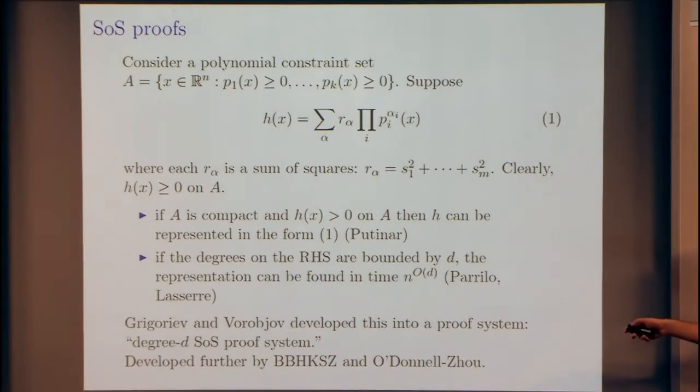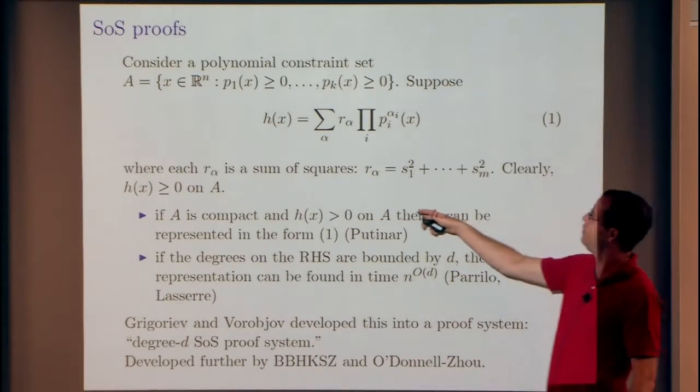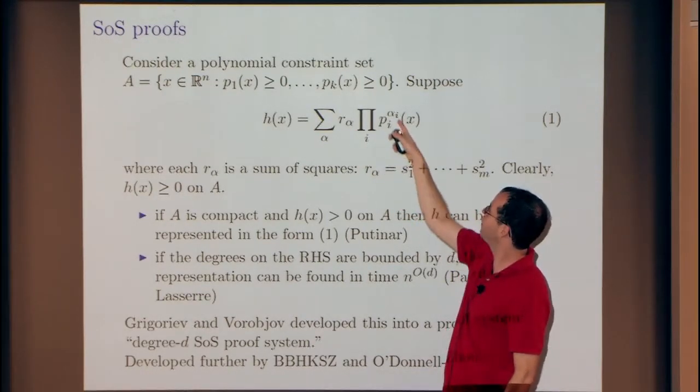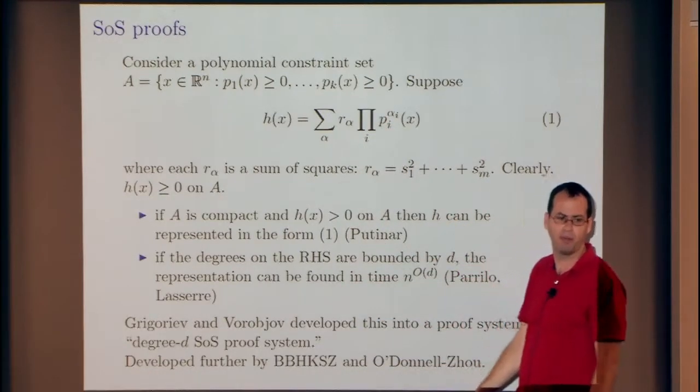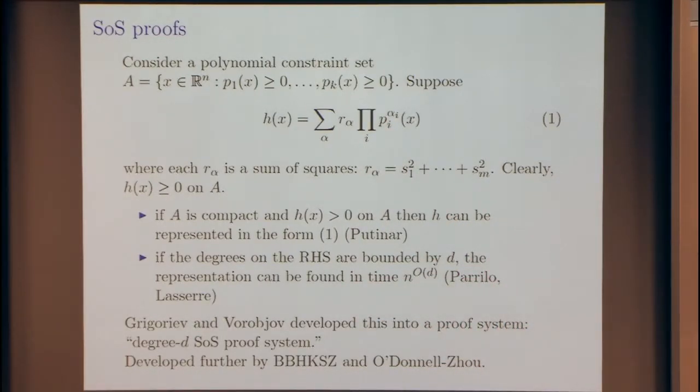A much more interesting fact is that in some cases, for example, if the set A is compact and the value of a general polynomial h is positive on the set, then h can be represented in this form. So let's think about this fact again. I'm looking at a compact set. I have some general multivariate polynomial that's positive on this set. I claim that I can write this polynomial in the following form. It's going to be a sum of expressions, each of the following form. This is a sum of squares, and this is a product of polynomials. Each of these polynomials is non-negative on the set that I'm looking at.